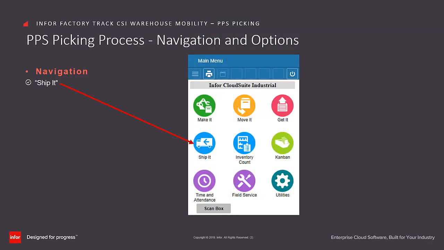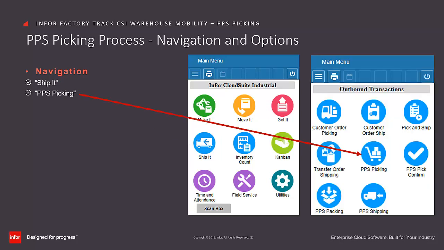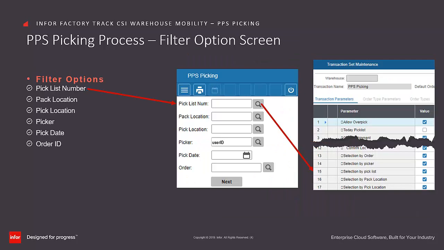To start the PPS picking process, from the Factory Track Warehouse Mobility main menu, click on the Ship It icon. This then navigates to the outbound transaction screen where you click on the PPS picking icon. The PPS picking process is initiated by determining which pick list to pick.